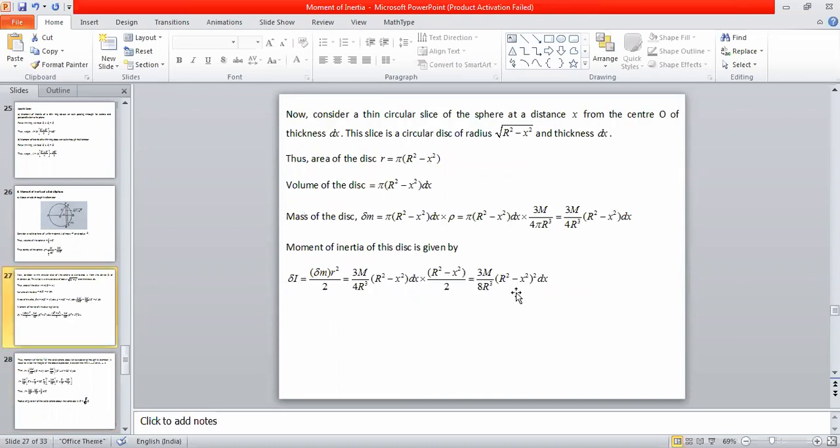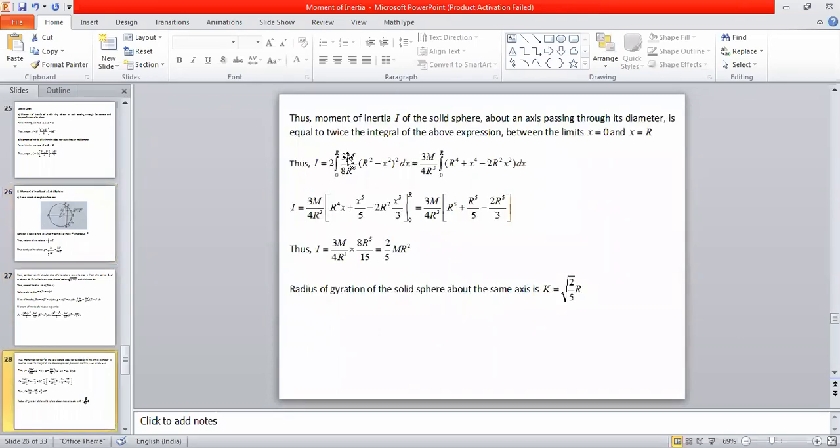3m divided by 8r cubed times (r square minus x square) whole square dx. So the integration of 3m divided by 8r cubed, (r square minus x square) whole square, dx. The 3m by 4r cubed comes outside. This 2 you can cancel with 8, so therefore this becomes 4.